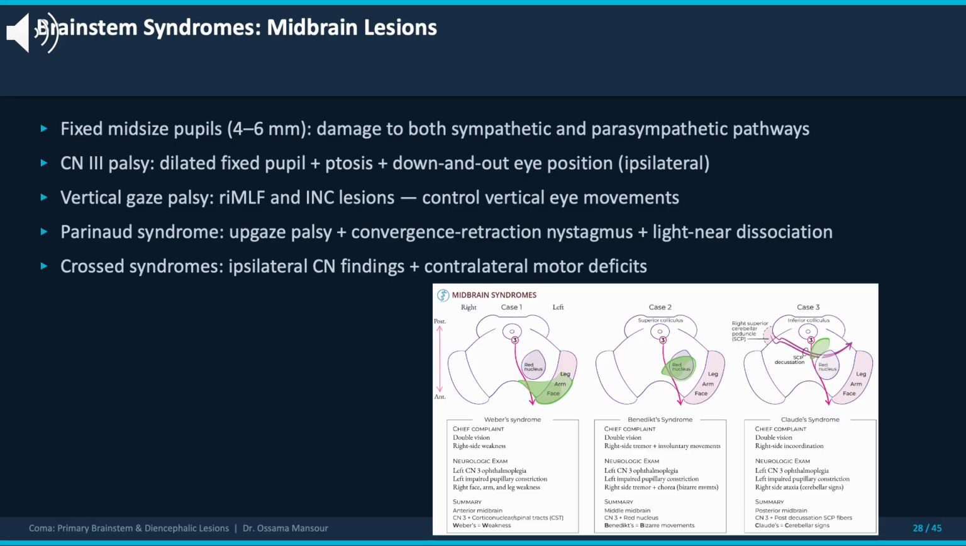The classic Parinaud syndrome or dorsal midbrain syndrome consists of upgaze palsy, convergence retraction nystagmus on attempted upgaze, light-near dissociation of the pupils, and lid retraction. This syndrome is produced by lesions affecting the dorsal midbrain, typically from pineal region tumors or hydrocephalus compressing the tectum. Motor findings with midbrain lesions can include contralateral hemiparesis from corticospinal tract involvement or the classic crossed syndromes, where ipsilateral cranial nerve findings are combined with contralateral motor deficits.